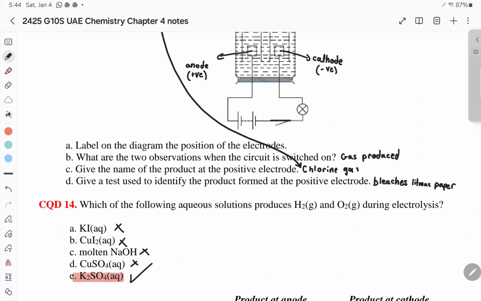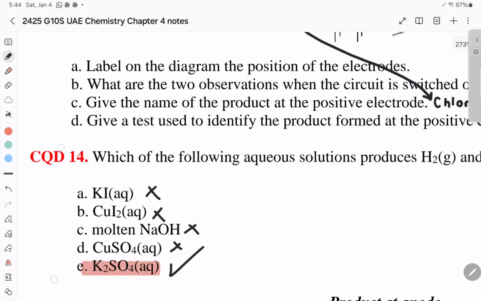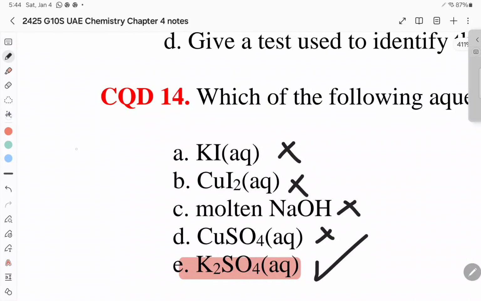Now here they're asking us which of the following aqueous solutions produce H2 and O2 during electrolysis. Now here we have KI.